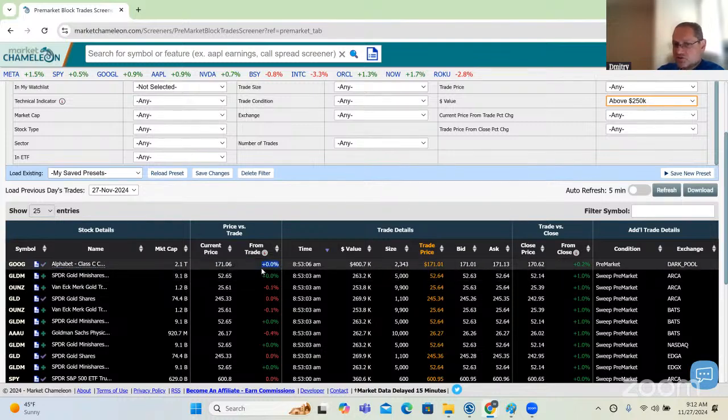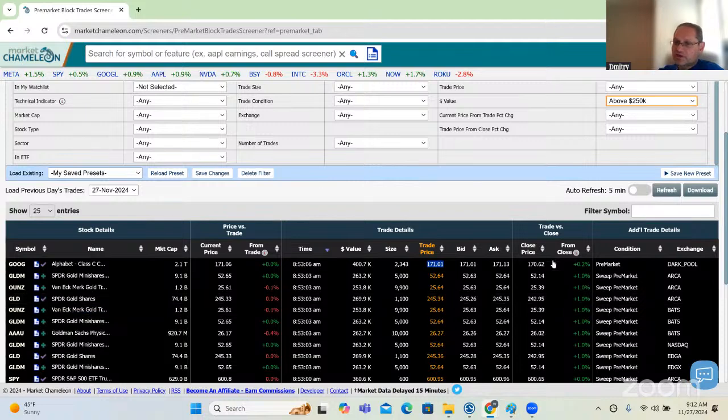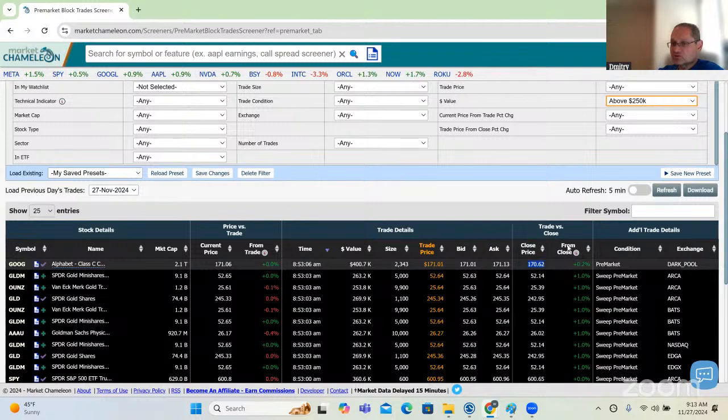This percentage tells you where the stock is relative to just this one trade. Okay, did the stock move higher after the trade or did it move lower? So you have two different reference points. One, you're comparing the price from yesterday's close, and then you're comparing today's trade to where the stock is. Okay, so this way you could see what the stock is doing after just this particular trade.